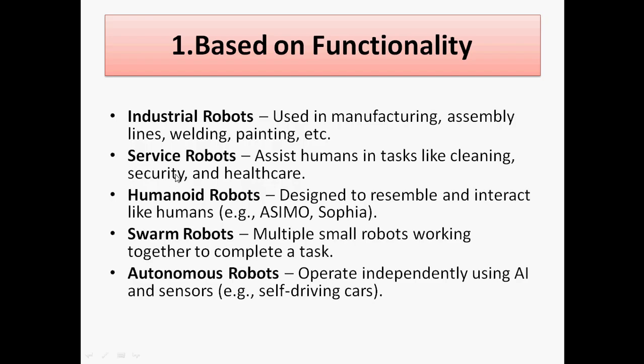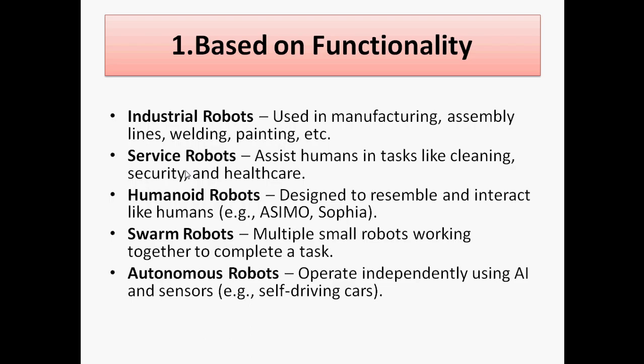The next is service robots. They assist human beings in different tasks like cleaning, security, and healthcare. So these robots are called service robots. The next is humanoid robots. They are like a human being, designed to resemble and interact like a human. An example is the Sophia robot. It looks like a human, but it performs as a robot.